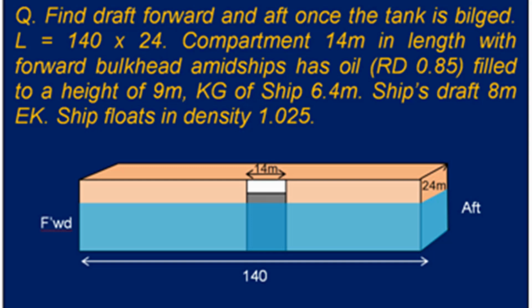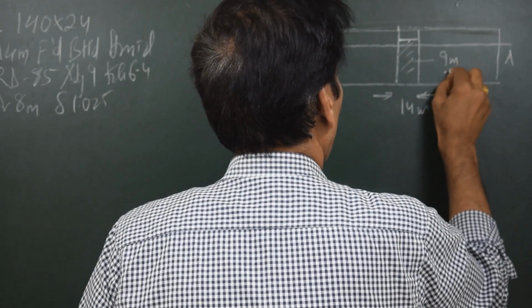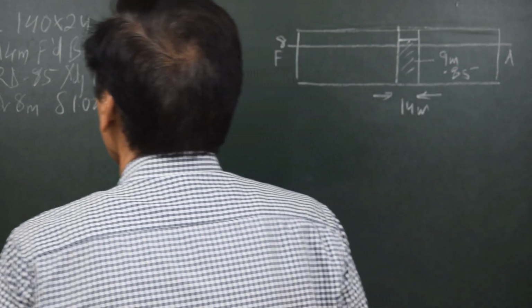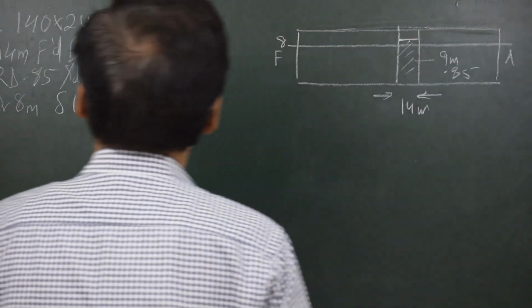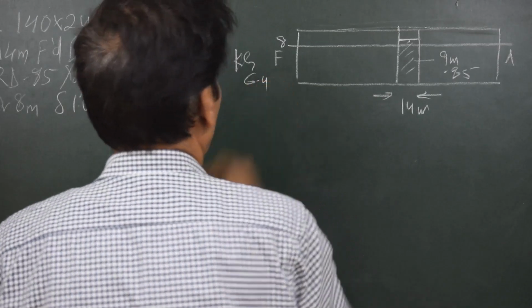Somewhere here you would have midships. So suppose this is forward, this is aft. It says the forward bulkhead is amidship, so I would draw the forward bulkhead here, and this is a compartment of length 14 meters. The box vessel floats at even keel draft of 8 meters, and there's liquid in this compartment of the height 9 meters and density 0.85. Sounding is 9 meters. The KG of the ship before damage is 6.4.